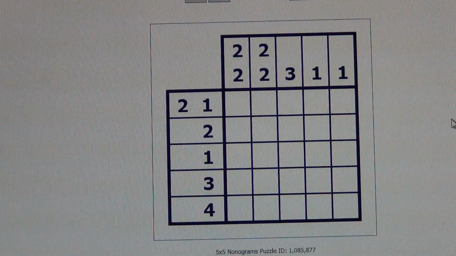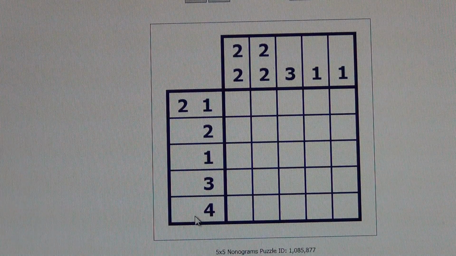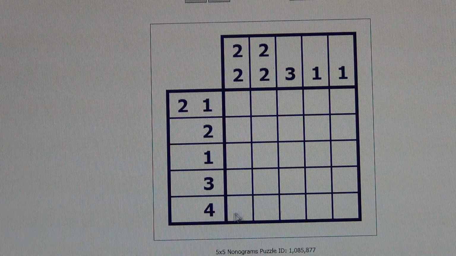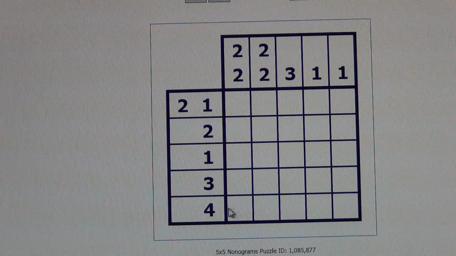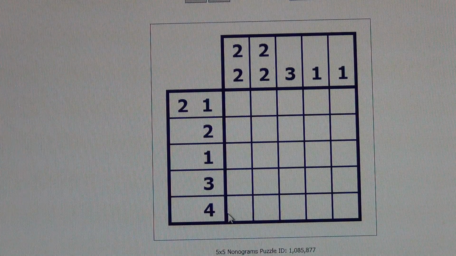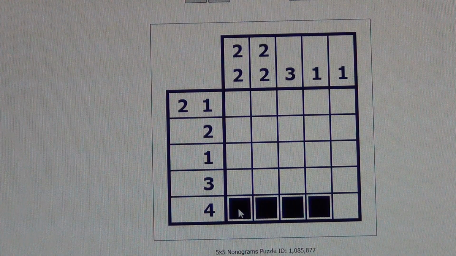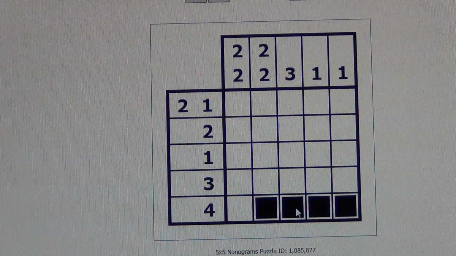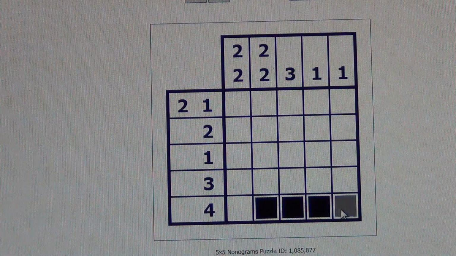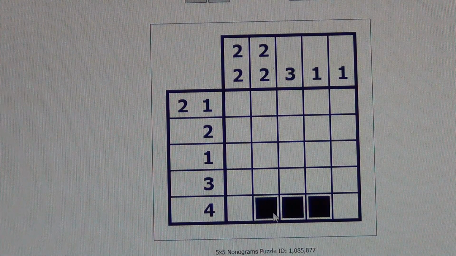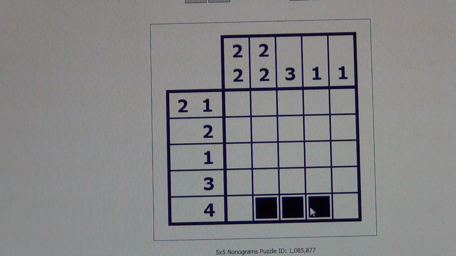So if I were to solve this puzzle, the first thing I would do, I notice that there's a 4 on the bottom. That tells me there's going to be 4 black squares in a row across the bottom. Well, it could be these 4, or it could be these 4. 1, 2, 3, 4. I don't know which it is, but it's either going to be those 4 or those 4. I can see that those 3, no matter what, have to be filled in black.